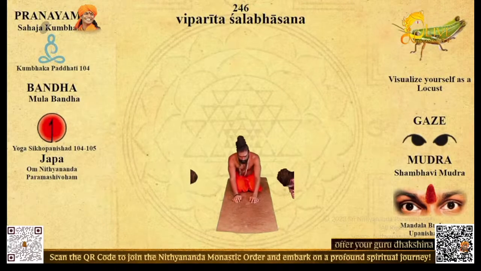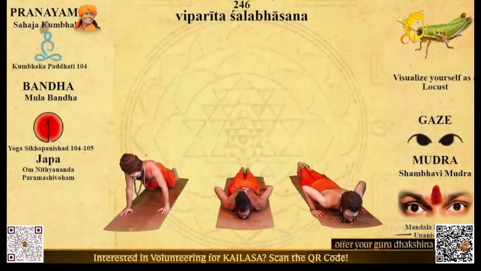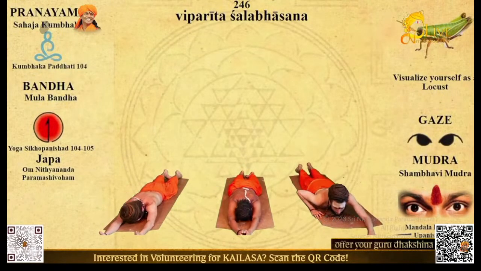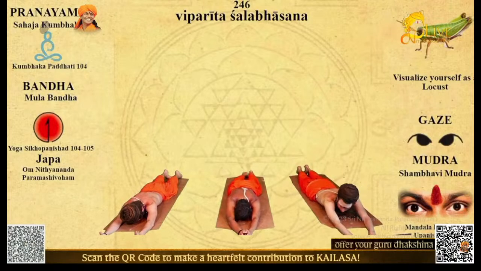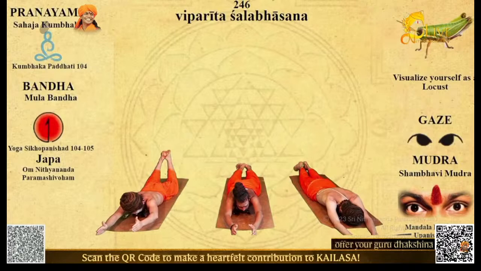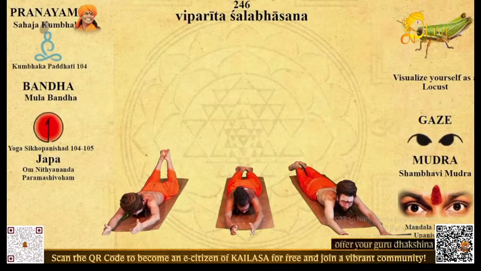The next asana is Viparita Shalabhasana. Lay down on your stomach and extend your arms forward, holding weights if you want to intensify this asana. As you then raise your legs and your chest and arms off the ground, visualizing yourself as a locust. Breathe in Sahajra Kumbhaka and perform the Mula Bandha.